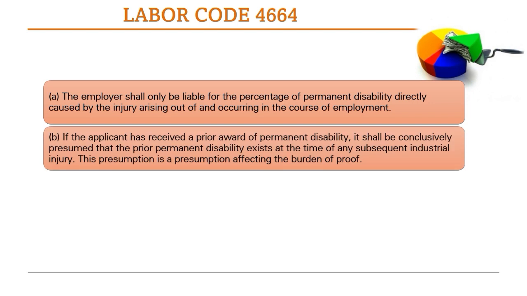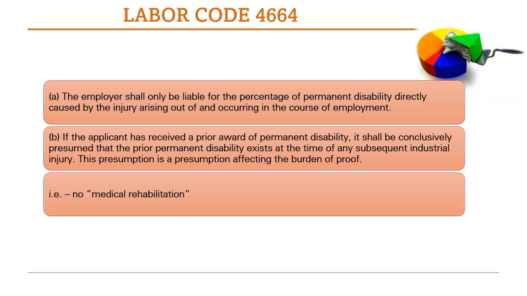Now, the second passage of 4664 that we rely on and that we will use as qualified medical evaluators has to deal with prior industrial injuries. And this is where Labor Code Section 4664 also addresses prior industrial injuries, similar to what 4663 did. It says, If the applicant has received a prior award of permanent disability, it shall be conclusively presumed that the prior permanent disability exists at the time of any later industrial injury. And this is usually the one that we come in to evaluate the examinee for.